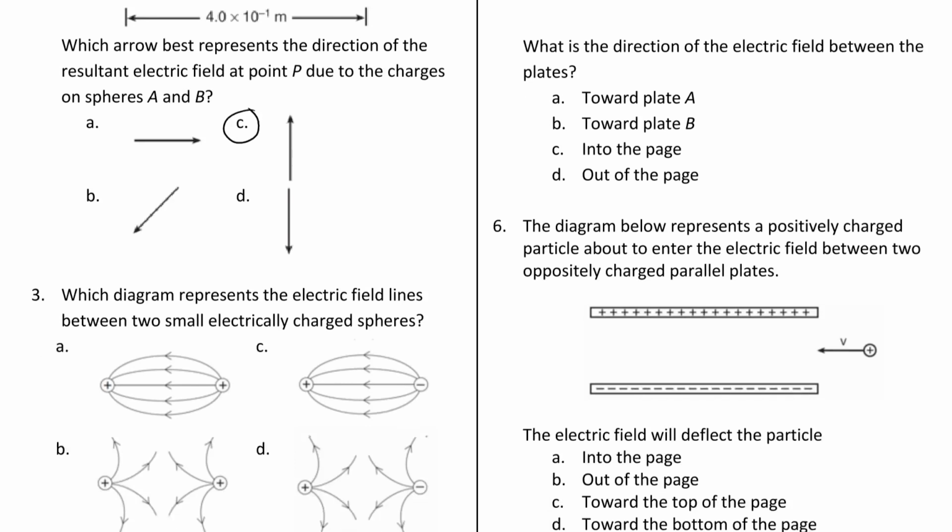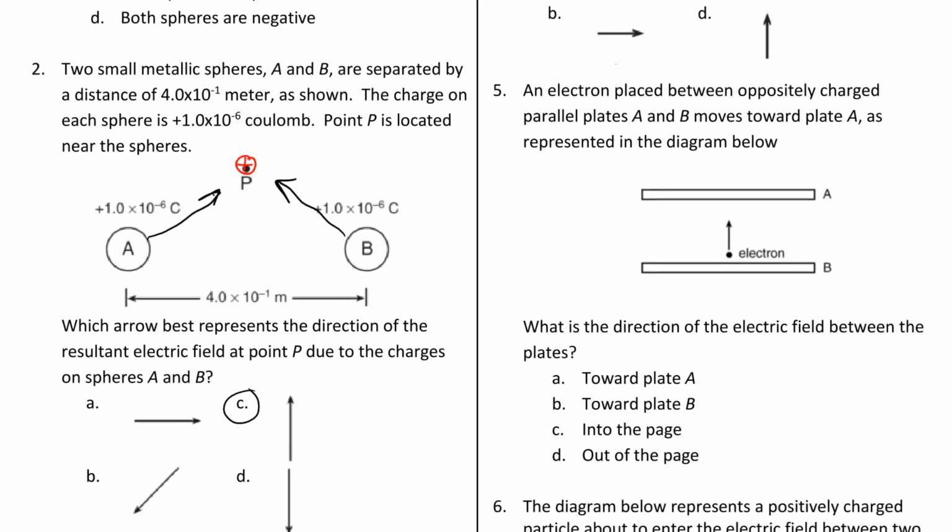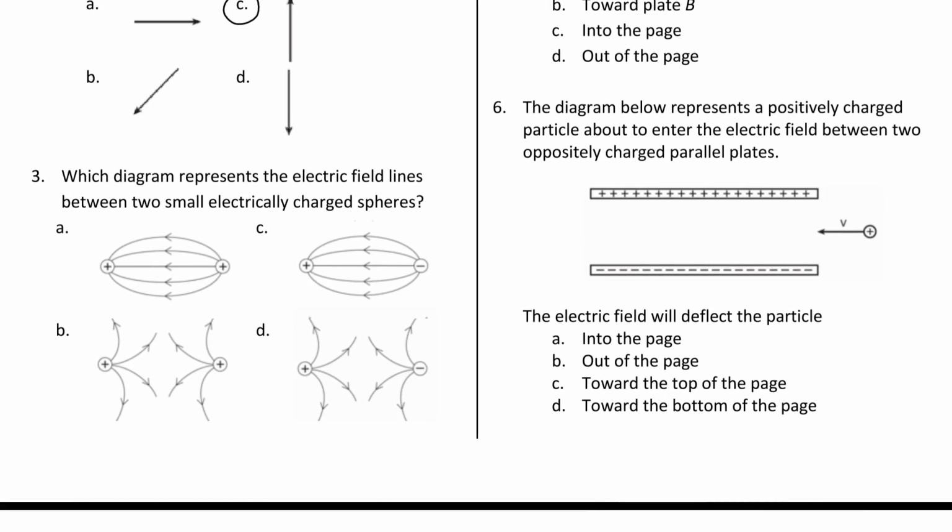All right, number 3, it's kind of referencing what I mentioned in number 1, where I said, oh, this is an attractive field. Well, what does a repulsive field look like? So they kind of show what the field lines look like here. It says, which diagram represents the electric field lines between two small electrically charged spheres? So you just have to look through these carefully and see if any of them break the rules. Three of these are going to break the rules, and one of them is going to be good.